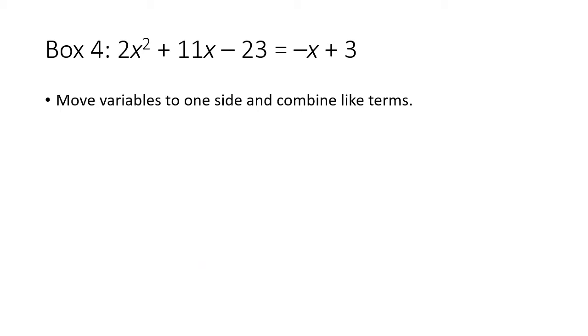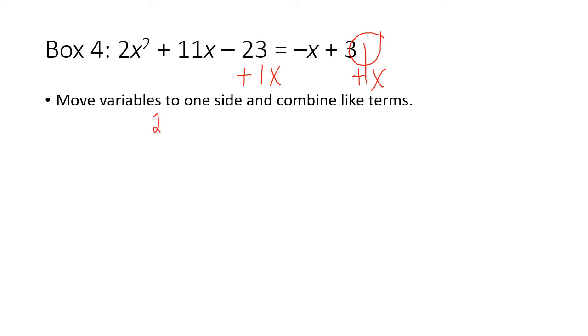All right, our third example. We have 2x squared plus 11x minus 23 equals negative x plus 3. So notice this time that we have a variable hanging over here. Before we can start any of our steps, we have to move the variable. So how can I move that negative x? I'm going to add it to its like term, the 11. That's it. I don't add it to everything, just to where its like term is.